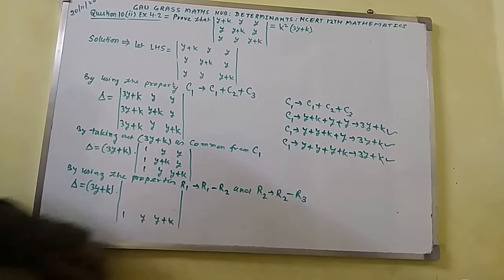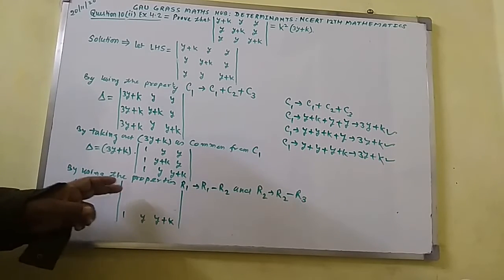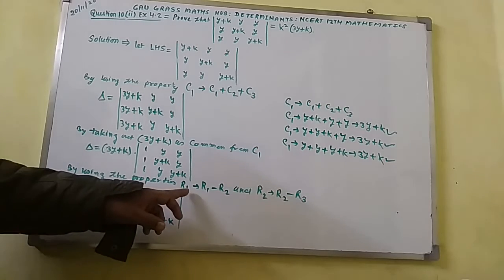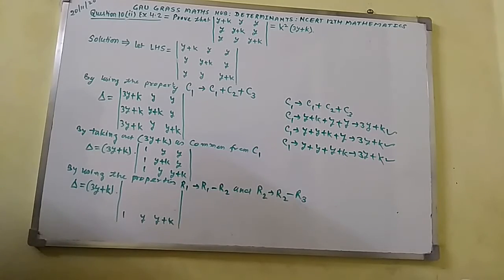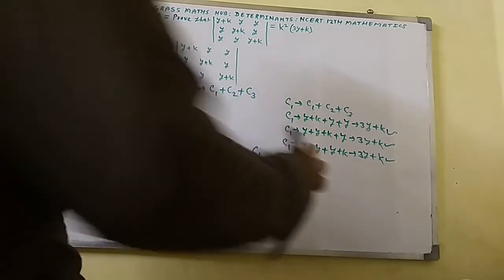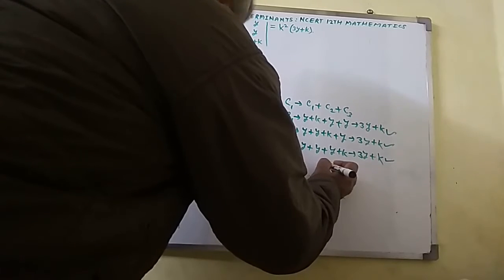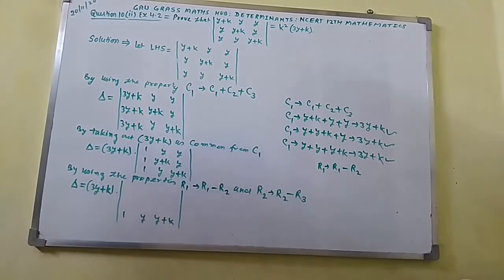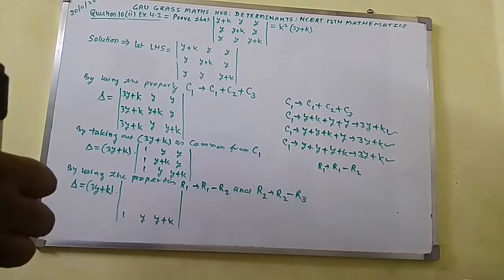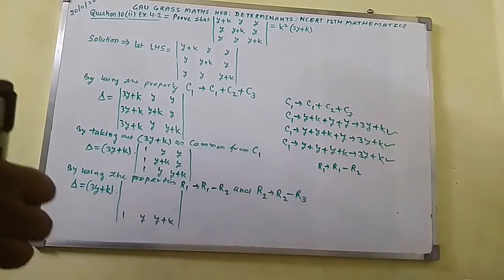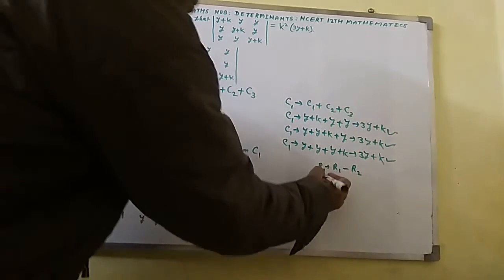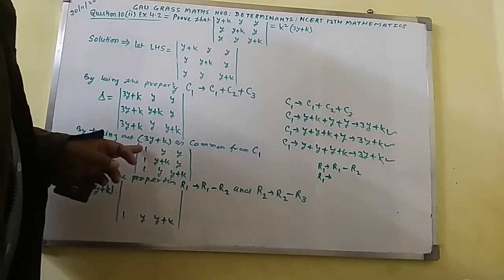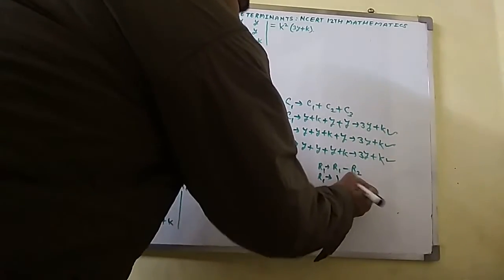Y plus k. Now what elements will be at the place of the first row? Here changes will occur in the first row. Here I shall write R1 goes to R1 minus R2, for the elements of the first row. If I take the element of R1 as 1, here write 1, minus 1.